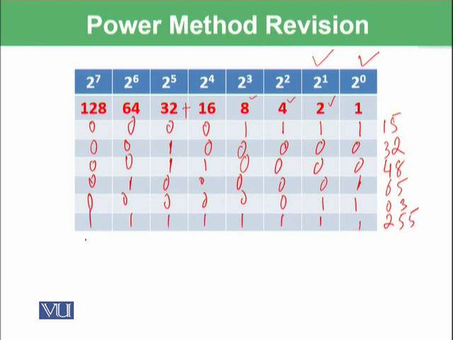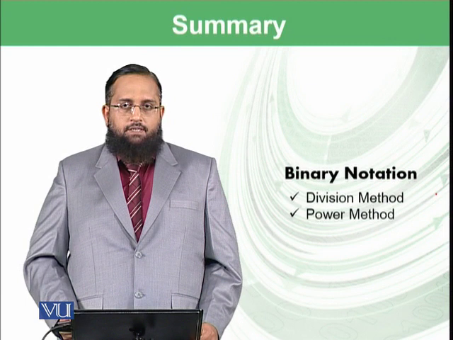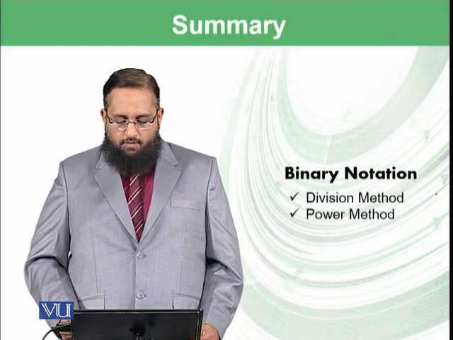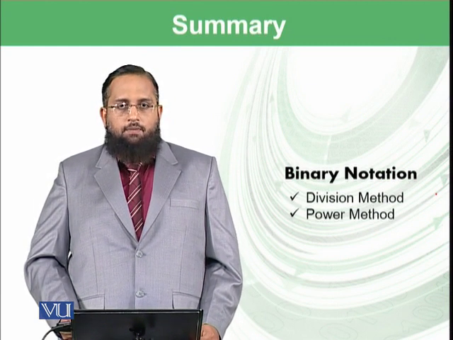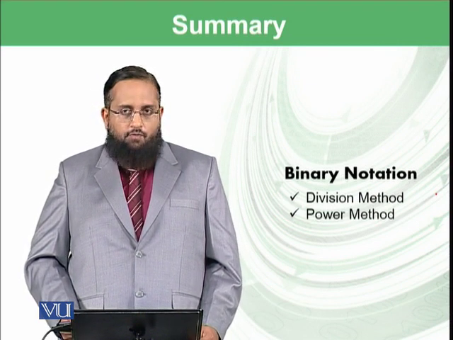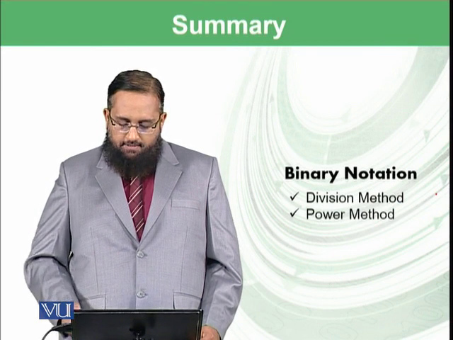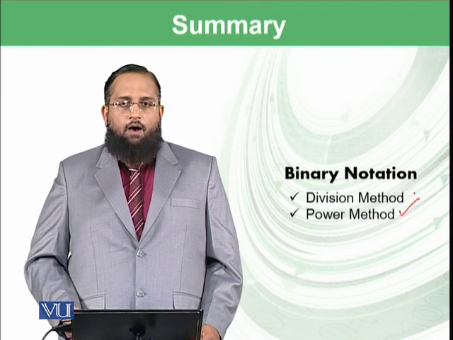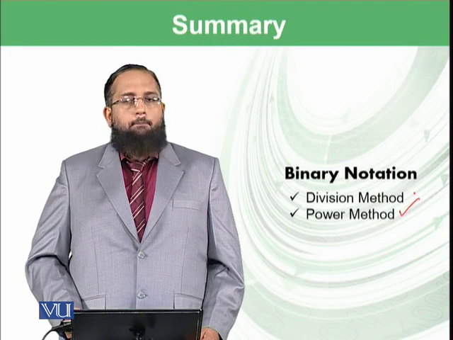And if you want to display 255, you need to put 1 in all of these. That is the maximum number which can be represented with 8 bits. If you put 128 plus 64 plus 32 plus 16 plus 8 plus 4 plus 2 plus 1, that will give you 255. So if we summarize today's module, we have learned how to represent a binary notation using 2 methods. One is also available in your book, which is called the division method, and we have also learned a very easy method known as the power method.